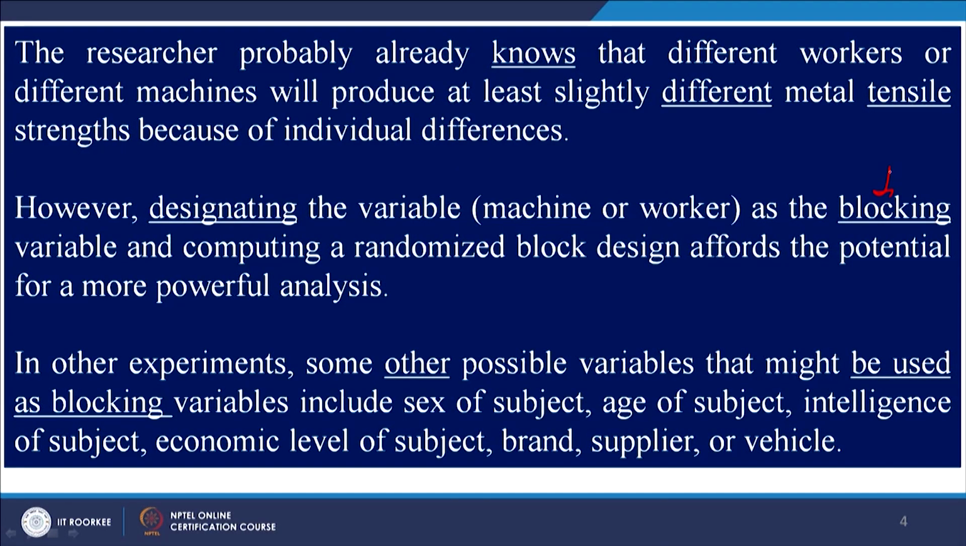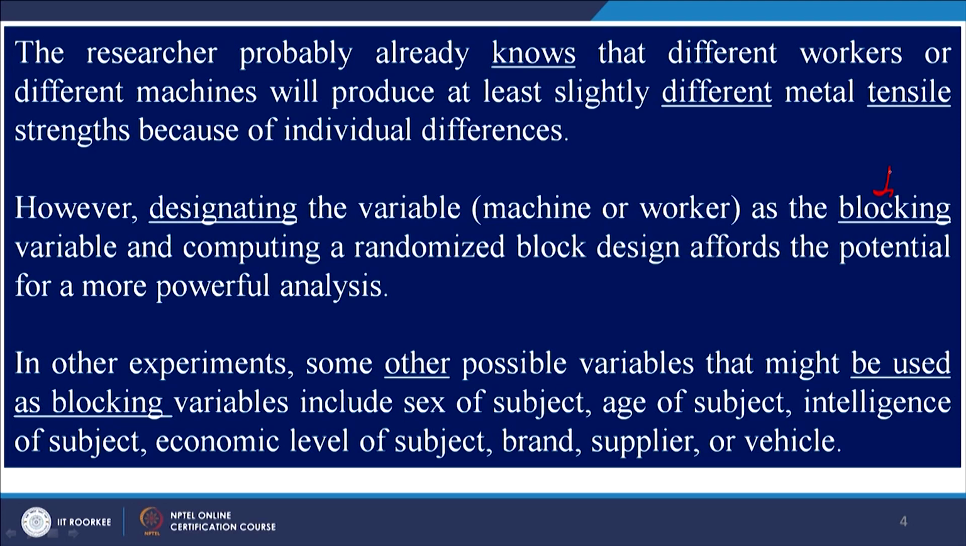So, in reality, whenever you perform any experiment, the independent variable might affect the dependent variable, and there would be several confounding variables. So, you will try to control those confounding variables. As I said, blocking is one of the methods of controlling confounding variables.